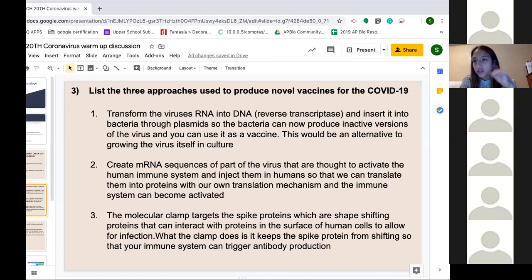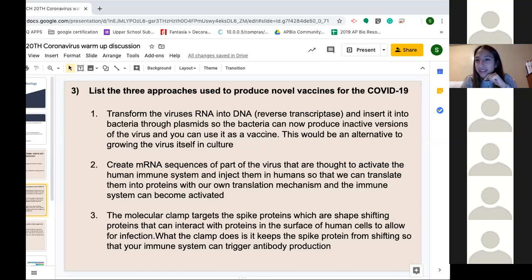So what you can do is you can use that information with reverse transcriptase, and you can transform the virus RNA into DNA, and then you insert it into a bacteria. So this is where we use what you're saying, Ana Belén. We use a vector. So we insert that into a bacteria through plasmids, and the bacteria can now produce a whole bunch of inactive versions of the virus.